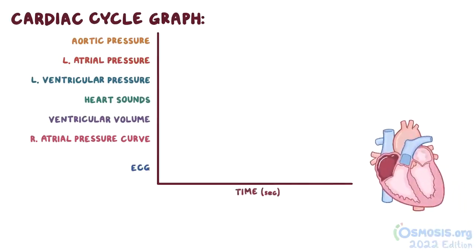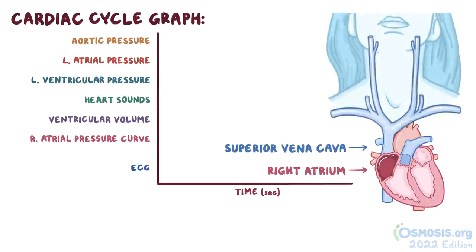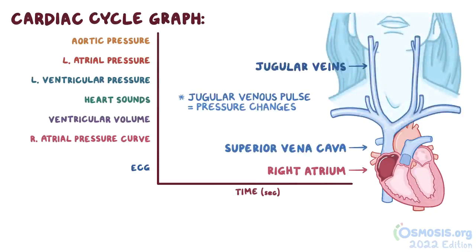But before we continue, here's something to keep in mind. Since there are no valves separating the right atrium from the superior vena cava and the jugular veins, the jugular venous pulse will follow the same pressure changes as the ones that arise in the right atrium. In other words, an increase in the atrial pressure will result in an increased jugular venous pulse, and vice versa. Therefore, below the right atrial pressure curve, let's write JVP for jugular venous pulse.